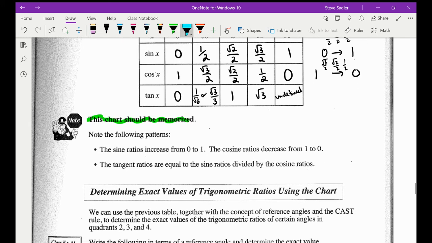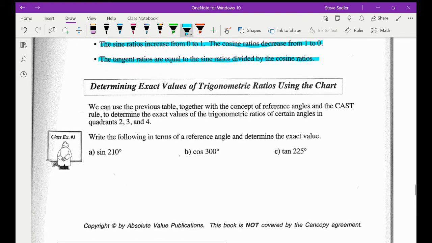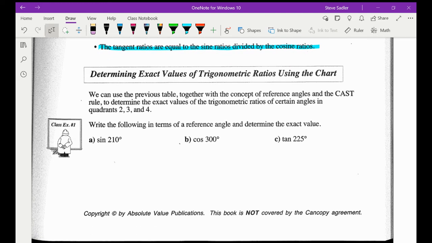So it tells you that here, there's two little tricks. The sine ratios increase from 0 to 1. The cos ratios decrease from 1 to 0. The tan ratios are always equal to the sine ratios divided by the cos ratios. So why are we doing this? How are we using it? Well, it says here, we can use the previous table together with the concept of reference angles and the CAST rule to determine the exact values of the trigonometric ratios of certain angles in quadrants 2, 3, and 4.